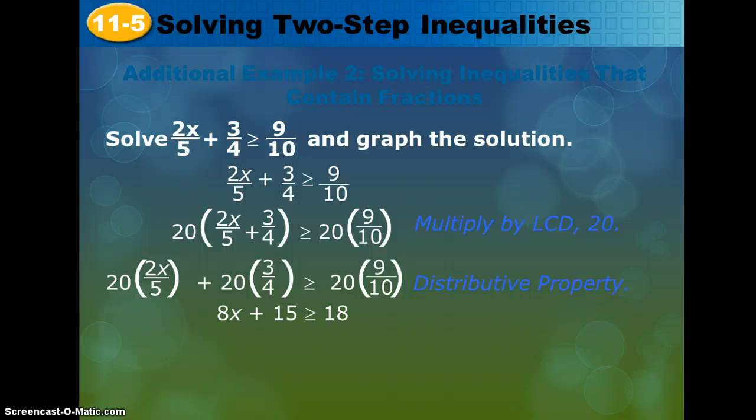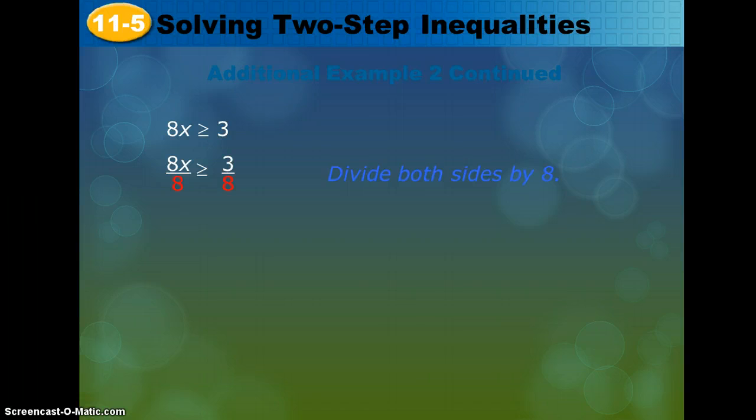So now we would proceed as normal. We would subtract 15 from both sides. We're left with 8x on the left and 3 on the right. So 8x is greater than or equal to 3. So now we divide both sides by 8.